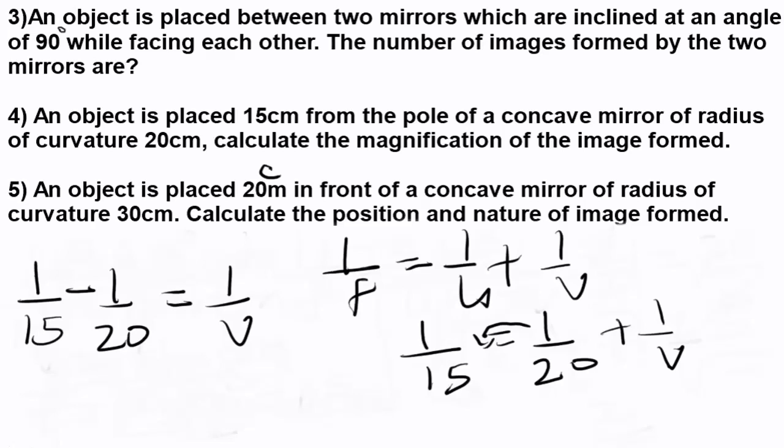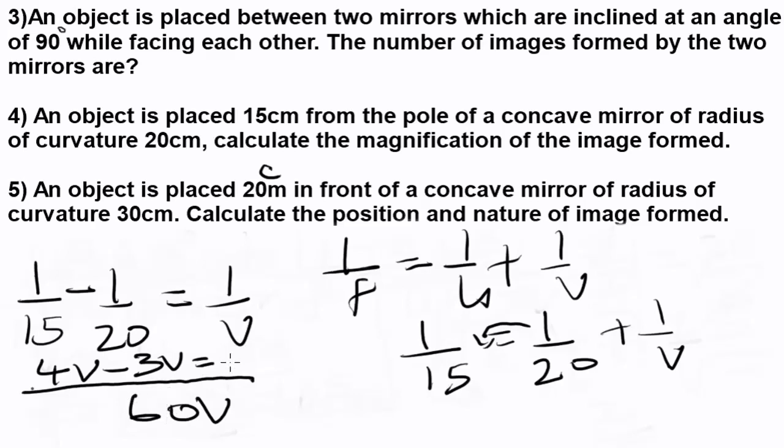So you get the LCM. The LCM will give us 60v. 15 into 60v will give us 4v, minus 20 into 60v will give us 3v, equals v into 60v will give us 60. So when you simplify further, 4v minus 3v, our image distance will be 60 cm.